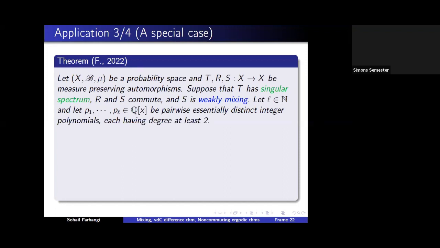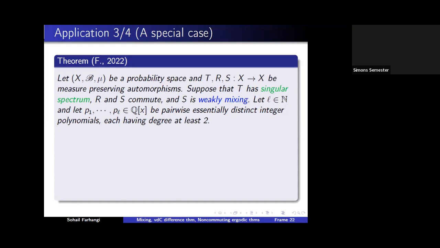Namely, I can take whatever length L I want. I take some L polynomials that send integers to integers. And this time, rather than saying that the degrees differ by 2 or something like that, I just say that the polynomials are pairwise essentially distinct. So this means that the difference of any 2 polynomials in this family is not a constant. I'm okay with having x squared and 2x squared, but I'm not okay with having x squared and x squared plus 1.